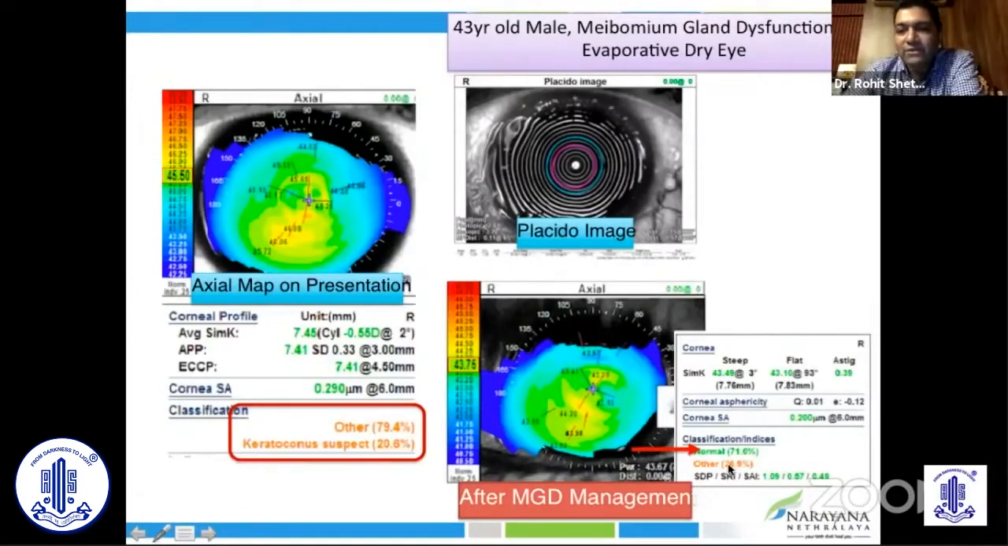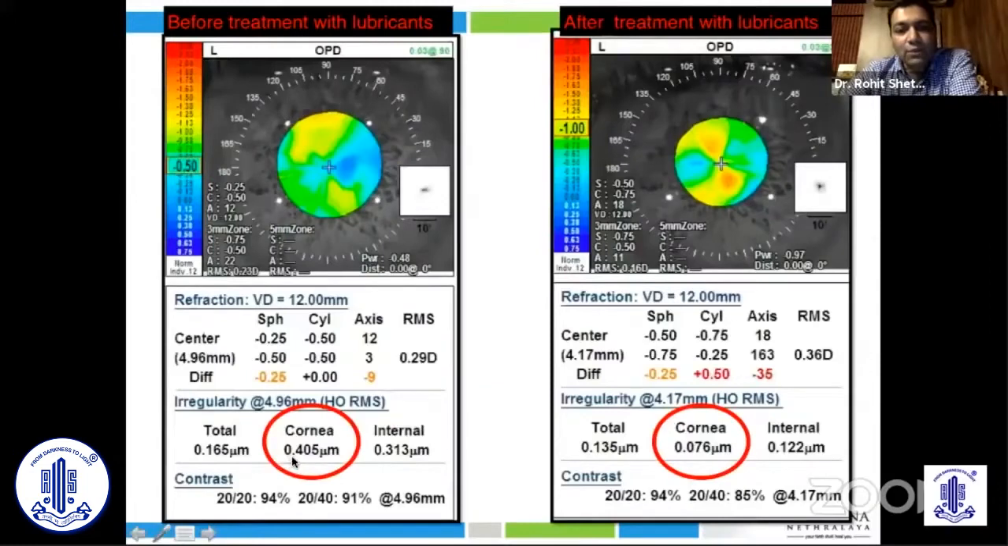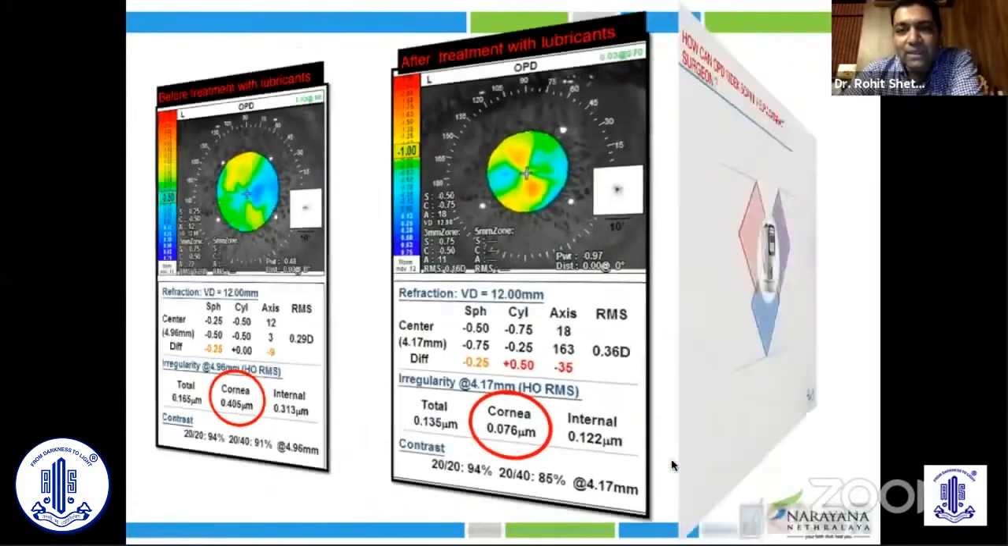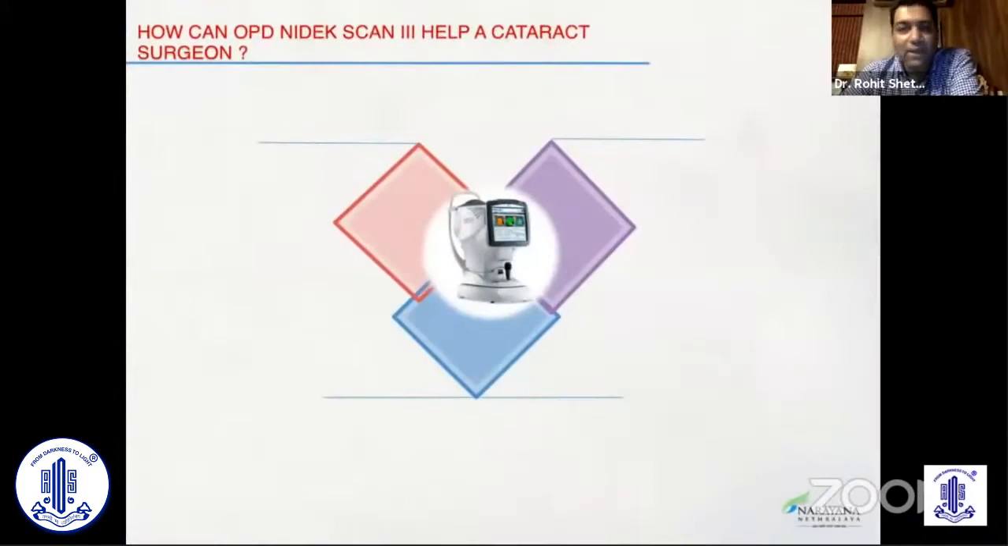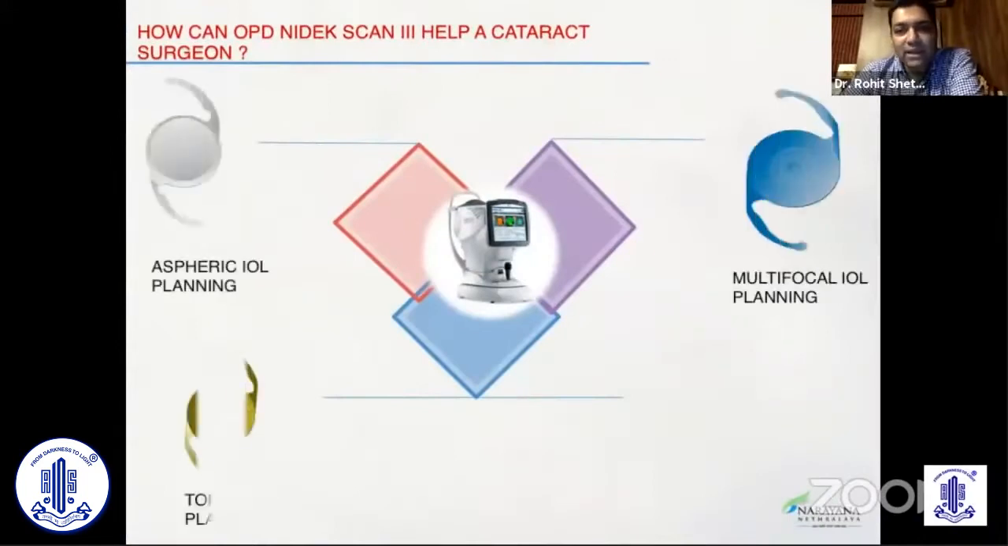So what happens is that your curvature maps, which you take from your IOLMaster or a LENSTAR, are dependent on your tear film and how it works. This is very important, and it gives you an assessment of how your tear film behaves when you treat it. You can see that the whole corneal aberration completely changes from a poor tear film to a normal tear film. All these things can make a huge impact on your planning. So how does it help cataract surgeons?